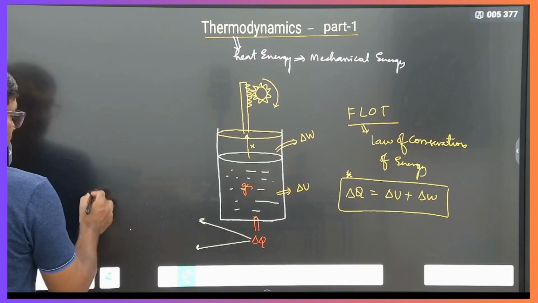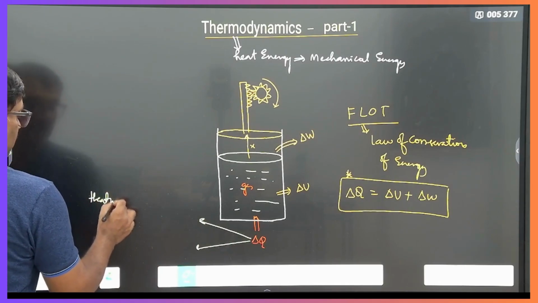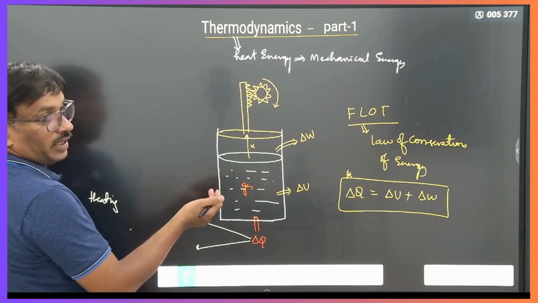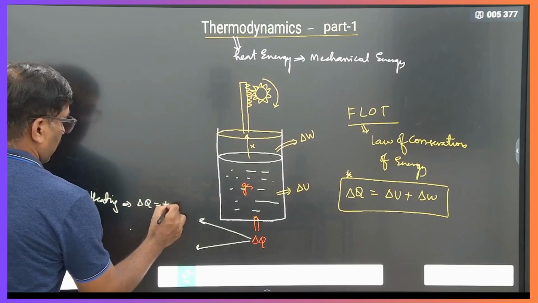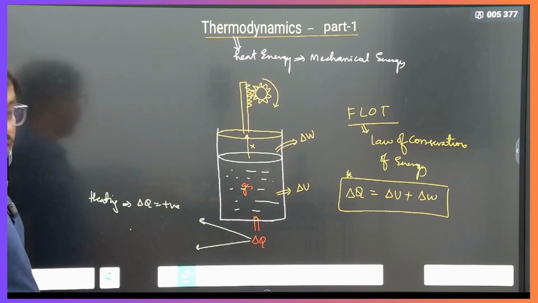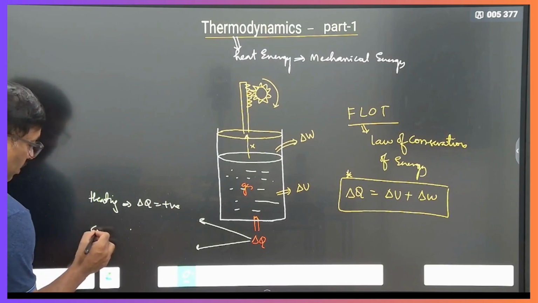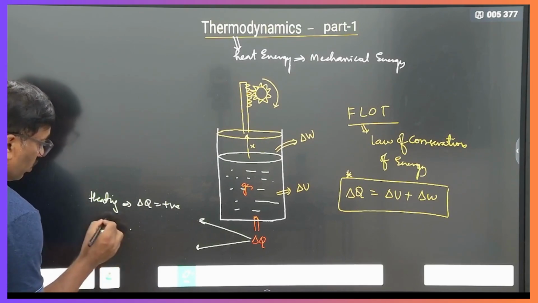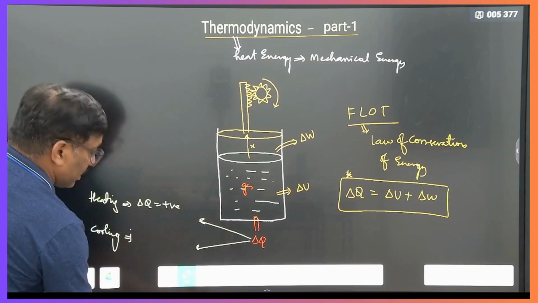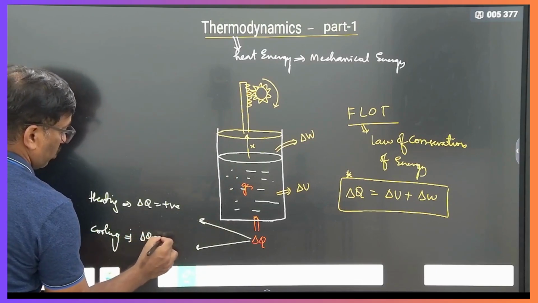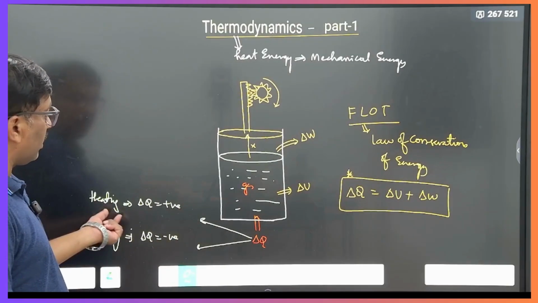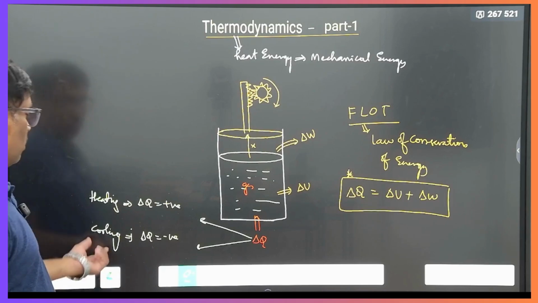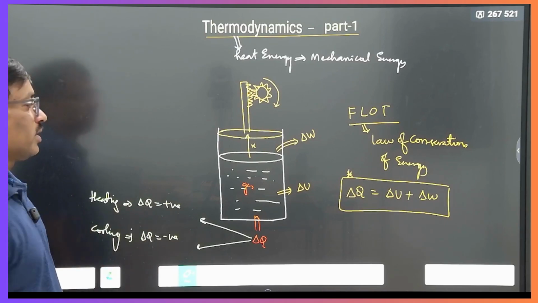If you are heating, that means we are supplying the heat energy. So at that point, delta Q is taken as positive, right? Suppose if you are cooling, that means we are extracting the heat energy. So delta Q is taken as negative here. Clear? So when you are heating, delta Q is positive. When you are cooling, delta Q is negative.